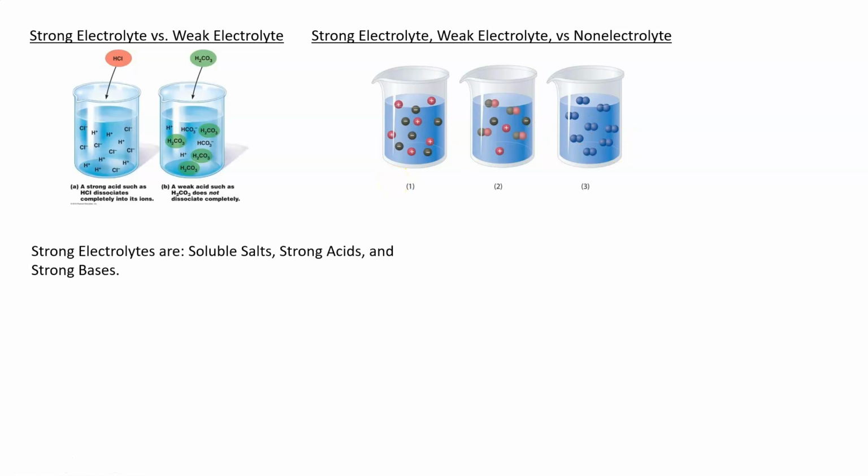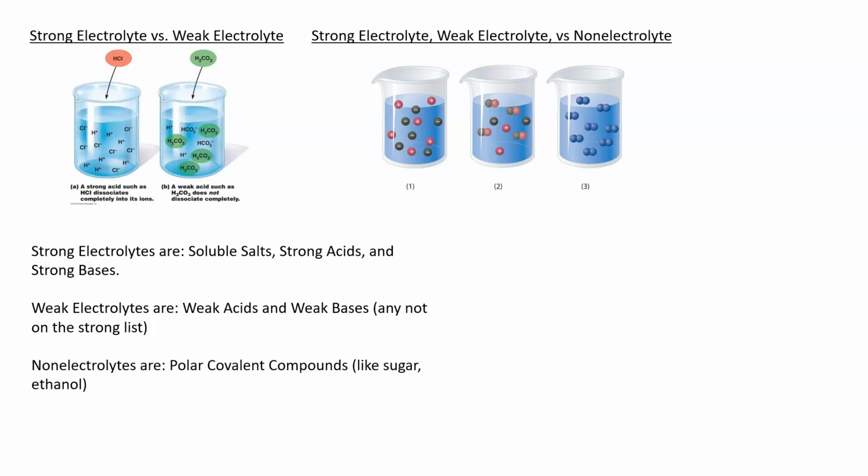Strong electrolytes are soluble salts, strong acids, and strong bases. That's what makes up a strong electrolyte. Weak electrolytes are weak acids and weak bases, any that are not on the strong acid or base list, and we're going to talk about that in a moment. Non-electrolytes are polar covalent compounds like sugar or ethanol. So they're soluble in water, but they are covalent, so they don't dissociate. They don't break apart into ions.